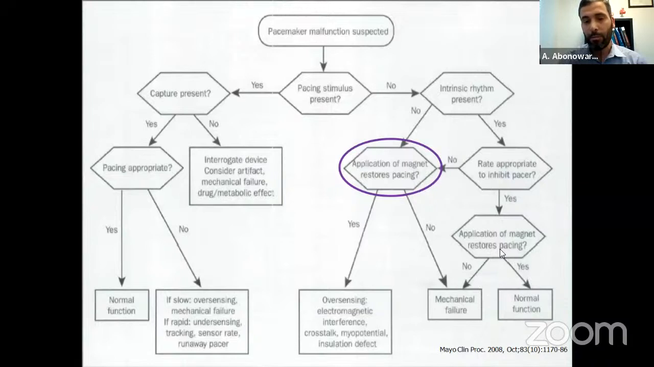Always remember, the magnet will help you to determine if it's mechanical failure or if it's intrinsic rhythm, and if there is no intrinsic rhythm, it will probably be oversensing. In this setting, the magnet will help you, but you also have to consult with cardiology and do the interrogation. Interrogation is the gold standard approach for those patients. This is just a reminder and might help a little bit. You don't need to remember everything, but just to remind you, and try to go over it later.